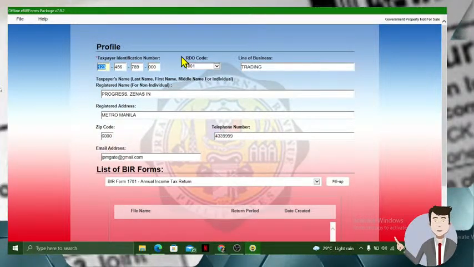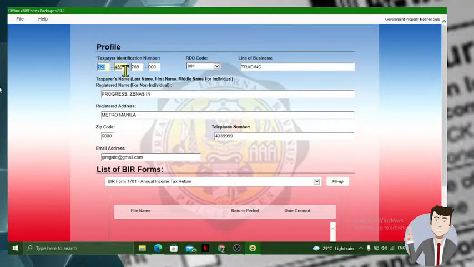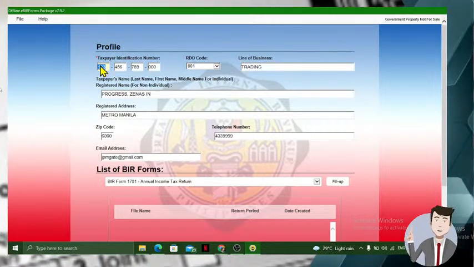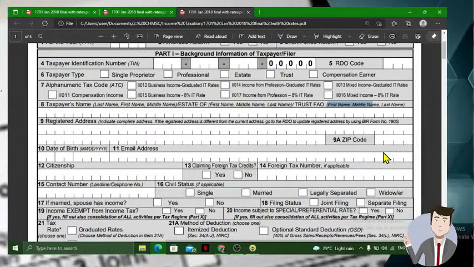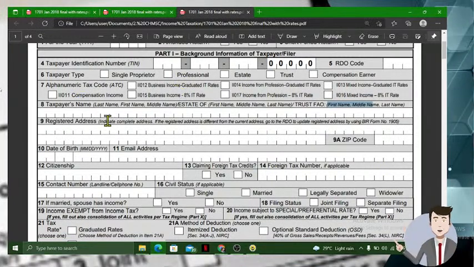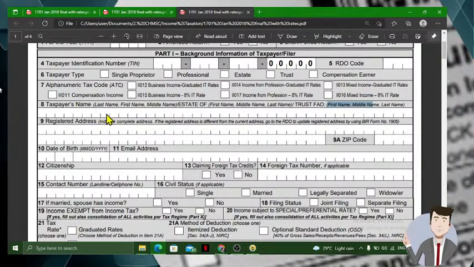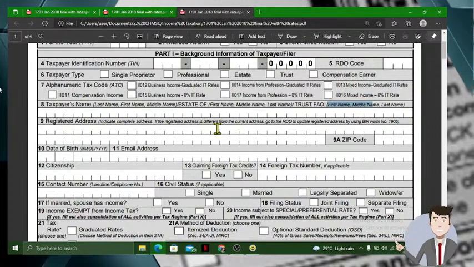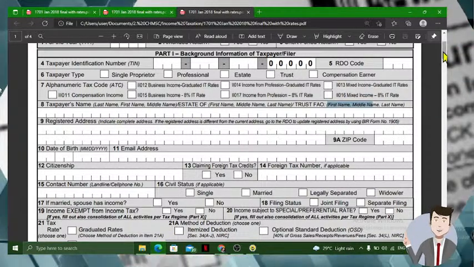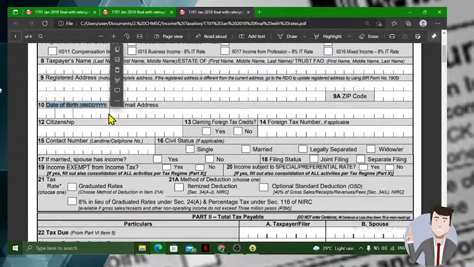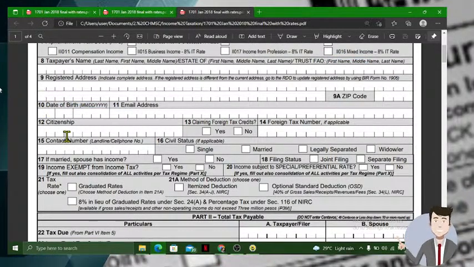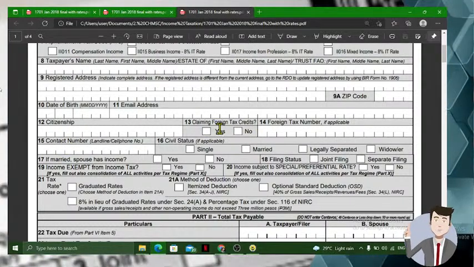because it was already registered, it was already set up before you can accomplish any return if you are using the eBIR package. Okay? So, this information is already automatically filled up by the eBIR package of the Bureau of Internal Revenue. Okay, so next, the date of birth, email, so citizenship, claiming foreign credit.